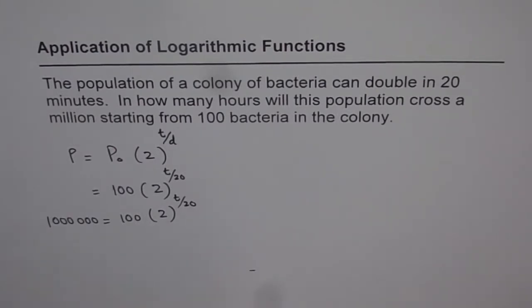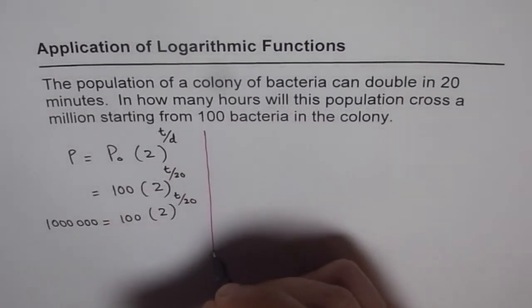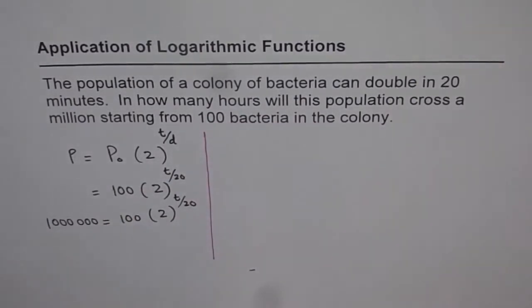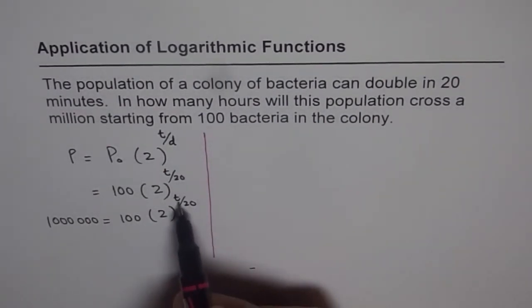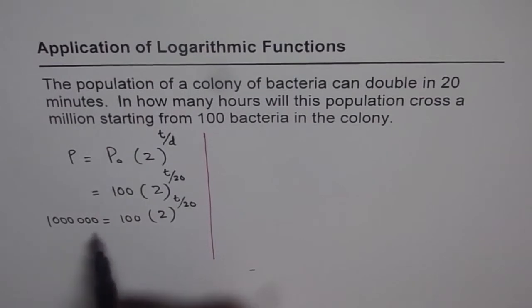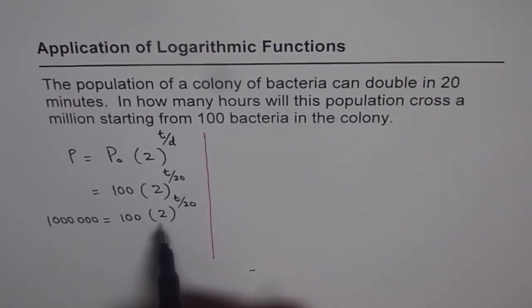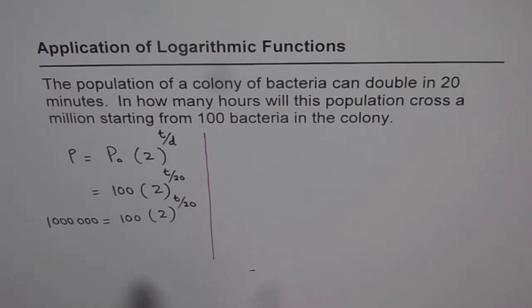Now we really don't have any way of getting it except for logarithms. The other is to estimate. So you can estimate different values of t. For example, you can put t as 10 and then see how close you are to 1 million, and then increase and decrease and get the answer. That's one way of doing it. Now in this video I'm going to teach you the logarithmic way of solving this question.